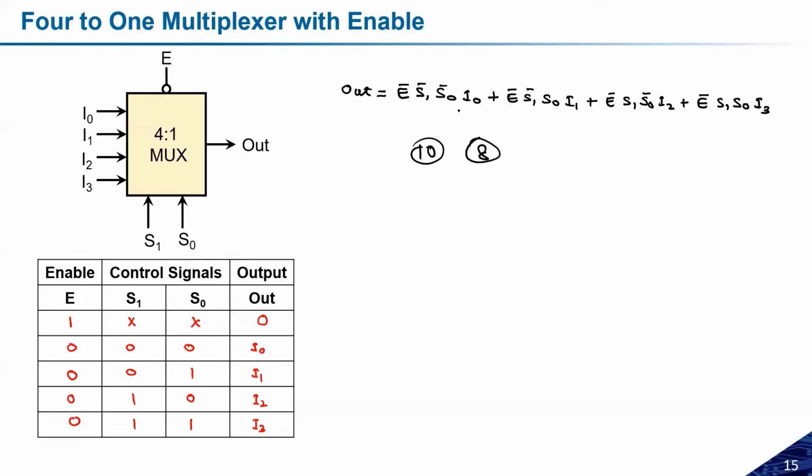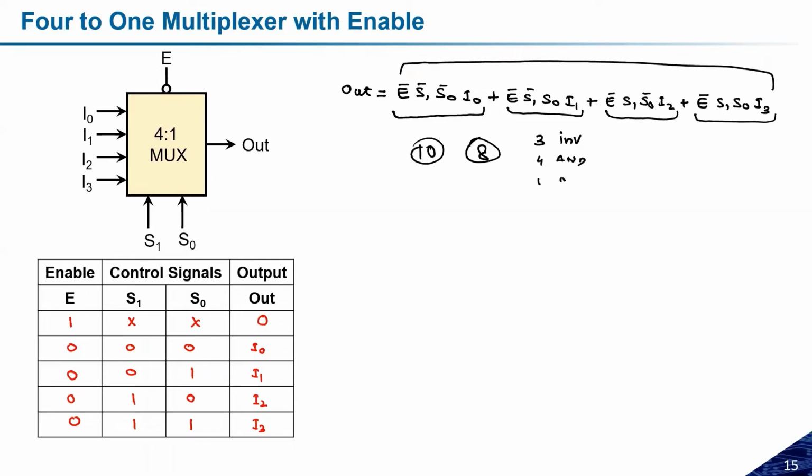First of all, we need three inverters. One inverter for E bar, second inverter for S1 bar, and third inverter for S0 bar. Now, I need one AND gate for this one, one AND gate for this one, one AND gate for this one, and one for this one. So four AND gates are required. And to add all these things, I need one OR gate. So the total number of gates required is 8 only, not 10. So 8 logic gates are required to implement this one.